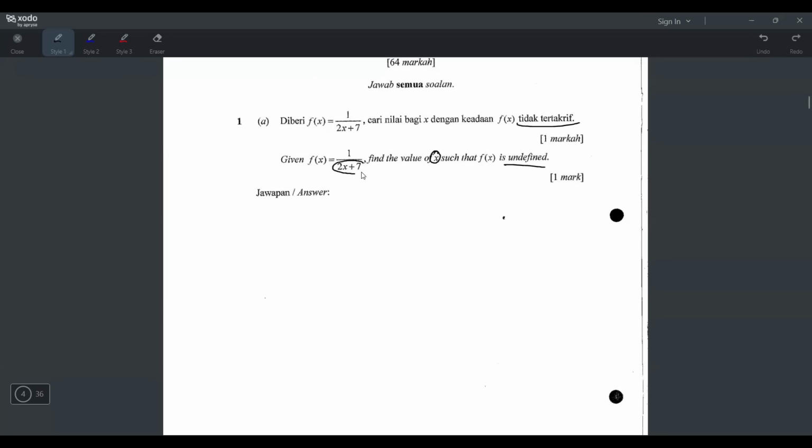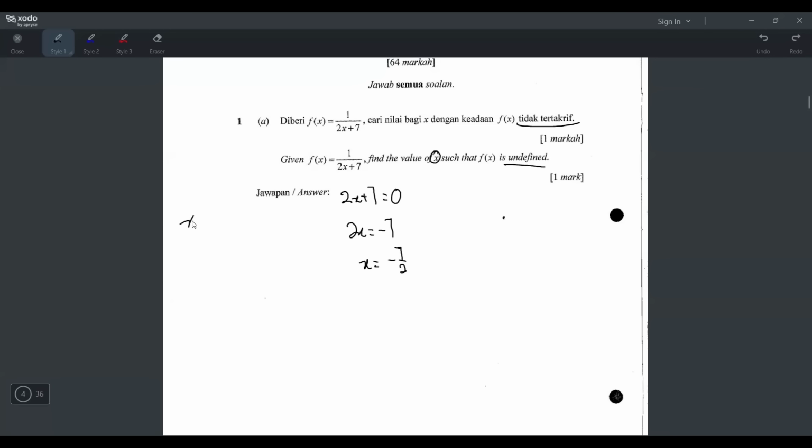Okay, we cannot divide by 0. So if there is an x dekat bawah macam ni, means dia ada undefined case. So you can see that this fraction dia bawah ada x. So it means bawah tak boleh kosong lah. Because when the bawah kosong, then you will get math error because you can't divide by 0. So you just take the denominator equals 0. So you will get 2x equals -7. So x equals -7/2. That means when x is -7/2, this function will be math error. It will be undefined. Tidak tertakrif.